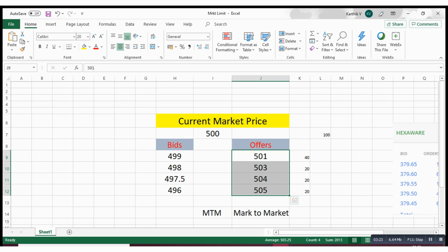When you place a limit order, you specify exactly at what price you want to buy. Only if that price and that quantity match will it be executed, else it will be pending. So that is the difference between market and limit order.